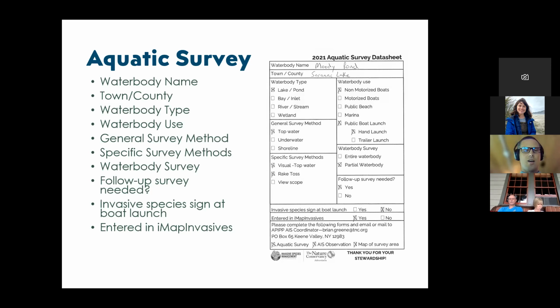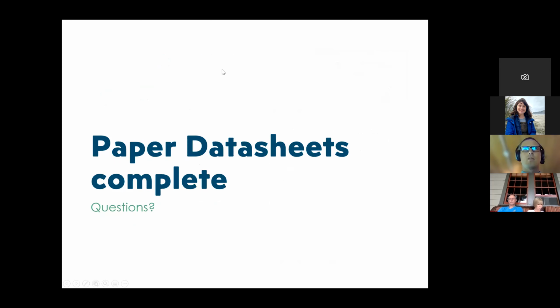After you've done this, did you enter this into IMAP? It's really useful to have you enter this into IMAP. It is a data quality and a data assurance step. So we encourage everybody to enter that, and we'll talk about how you can do that next. And then here's the contact information for us. So if you are sending these things in by paper, you need to send in these 3 forms via email or mail. So that is our paper data sheets.